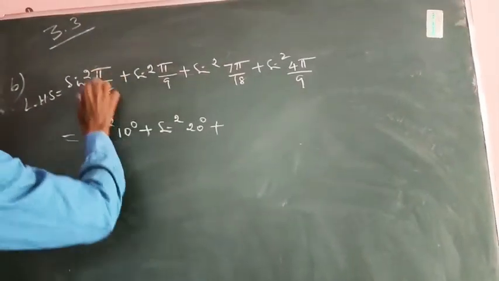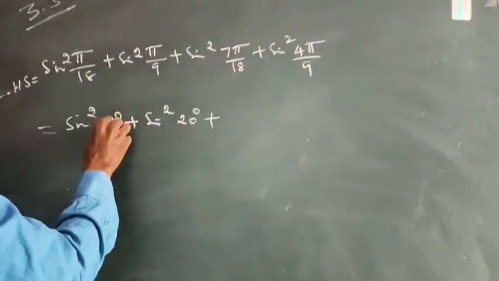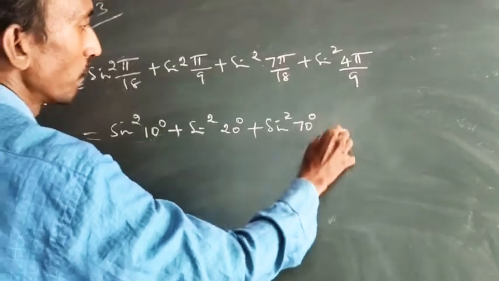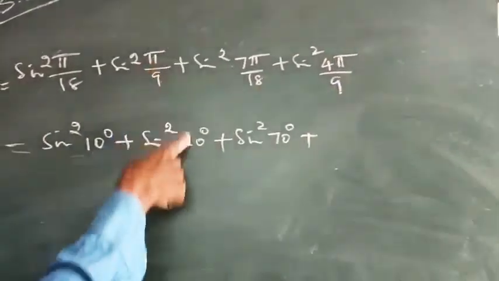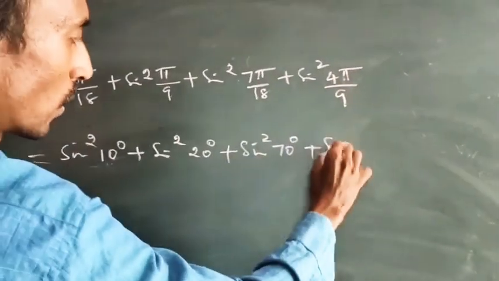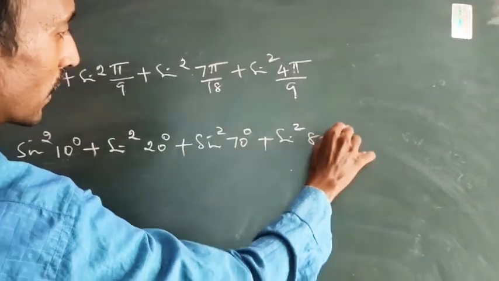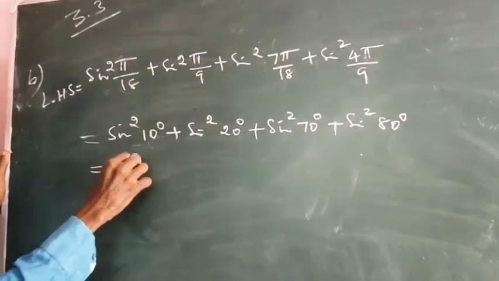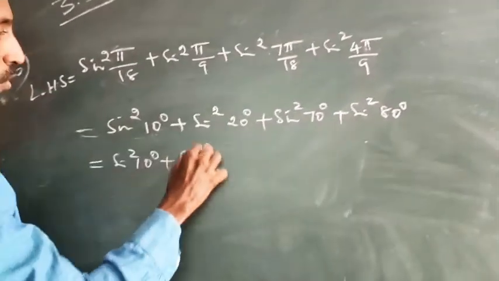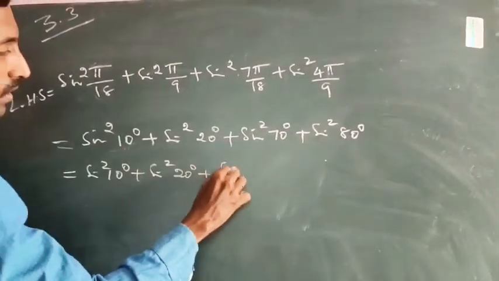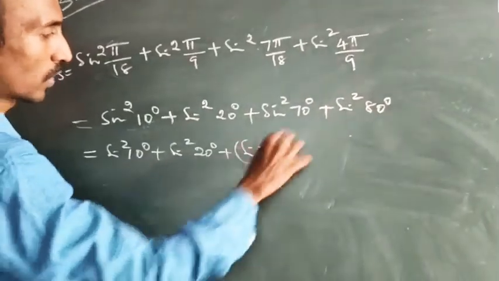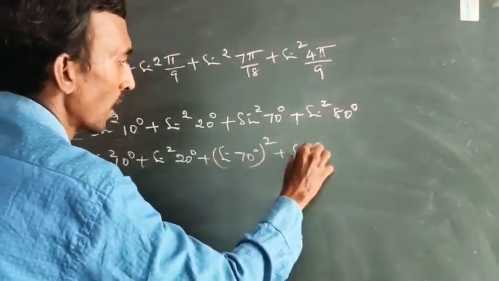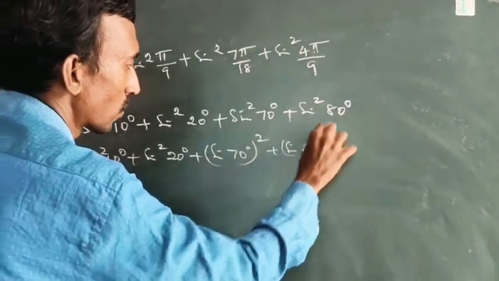Look here, pi by 18 is 10 degree, which we already know. So 7 into 10 is 70 degree. Already we know that pi by 9 is 20 degree, so 4 into 20 is 80 degree. Now listen here: sine square 10 degree plus sine square 20 degree plus sine 70 degree the whole square, similarly sine 80 degree the whole square.